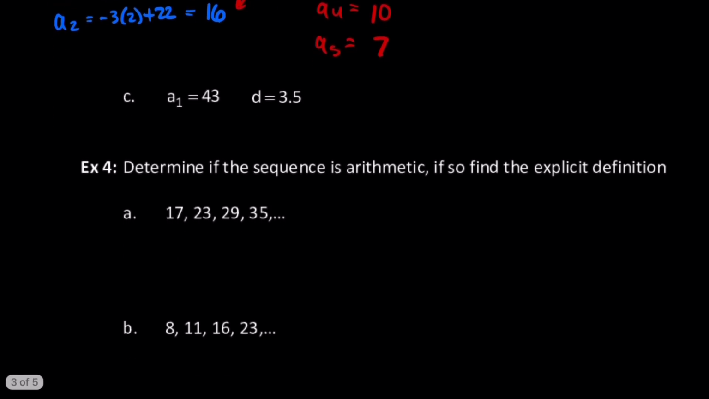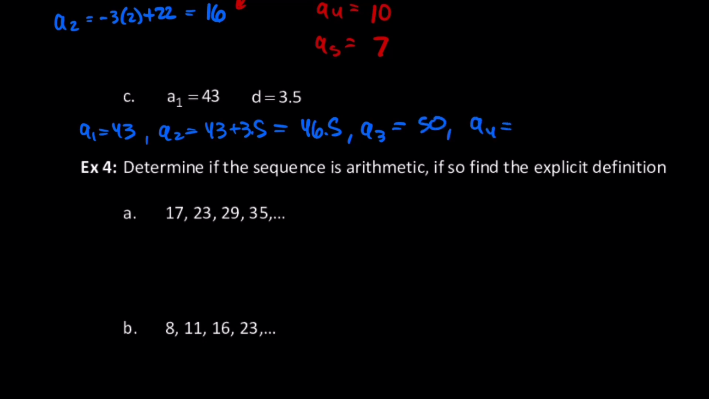All right, and the last one here, they don't give us a rule. They tell us what the first term is, and they tell you what to increase by every time, 3.5. So here I know a sub 1 equals 43. A sub 2 is simply going to be 43 plus 3.5. I'm not going to write this out every time. I'm just showing you where I get it. So that's 46.5. A sub 3 would be 46.5 plus 3.5, which I believe is 50. A sub 4 would be 50 plus 3.5, or 53.5. And a sub 5 is 53.5 plus 3.5, which is 57.